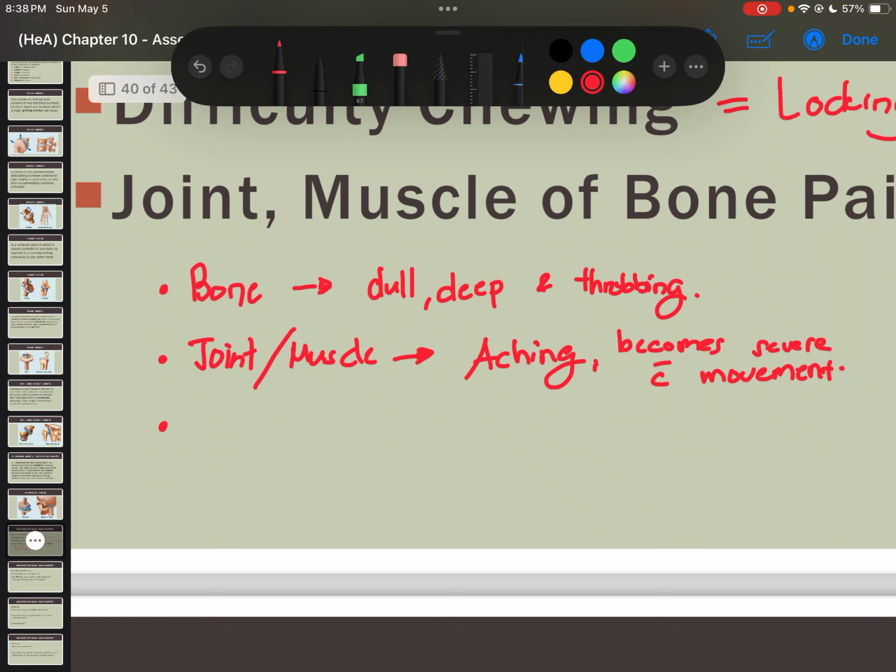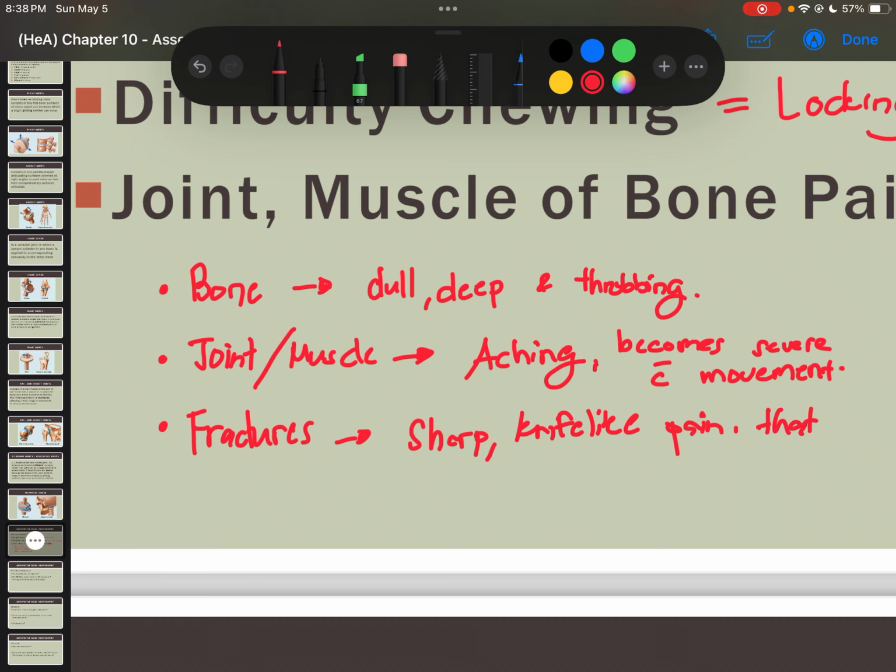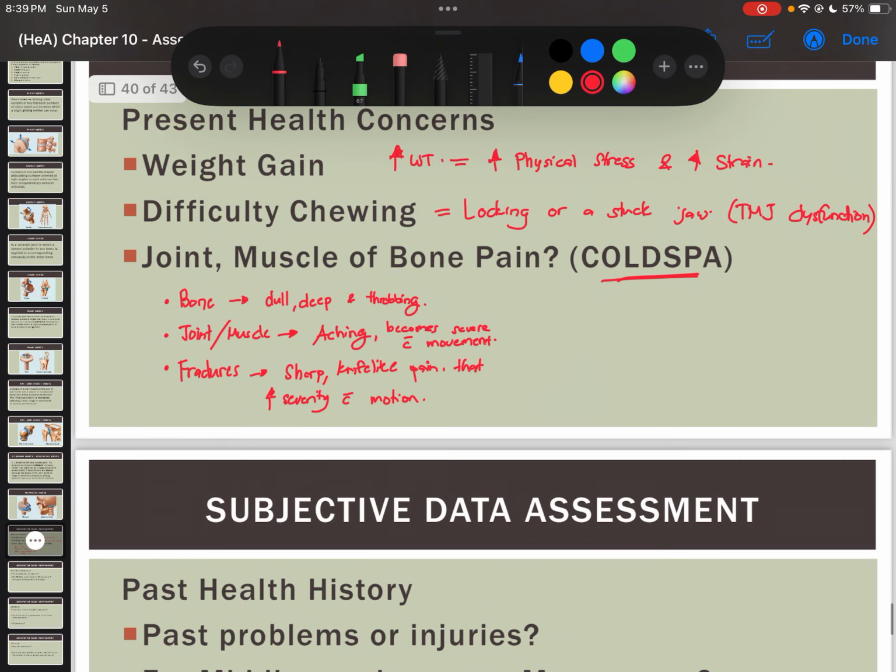And lastly, we also have what we call our fractures. The characteristic of fracture pain is that it is sharp, knife-like pain that increases in severity with motion. So that is for our present health concern.